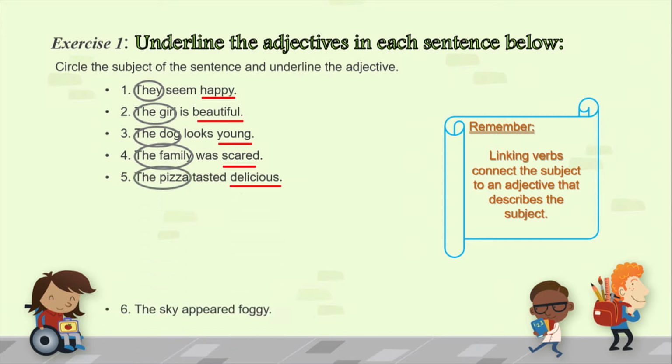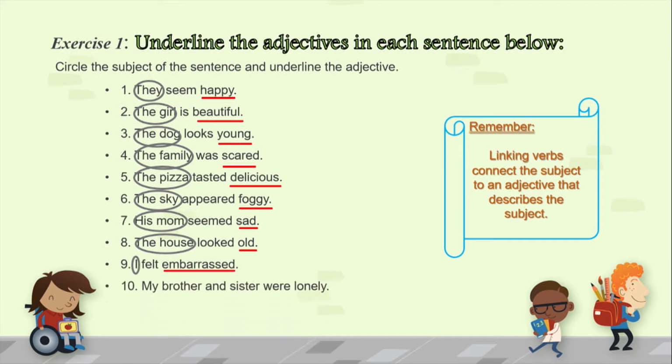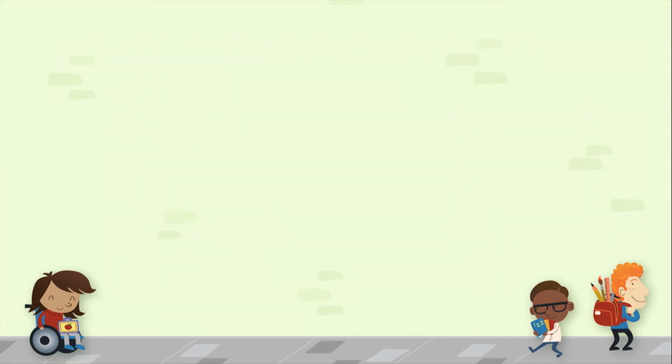That's correct. Number 6. The sky appeared foggy. The sky is the subject, foggy is the adjective. His mom seemed sad. His mom is the subject, sad is the adjective. The house looked old. The house is the subject, old is the adjective. I felt embarrassed. I is the subject, embarrassed is the adjective. My brother and sister were lonely. My brother and sister is the subject, and lonely is the adjective.